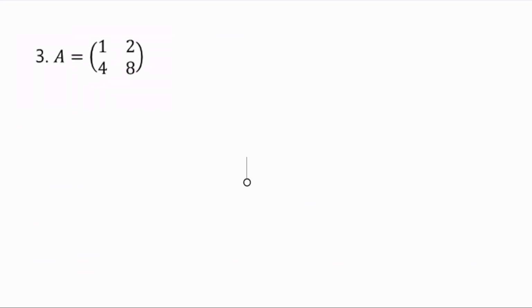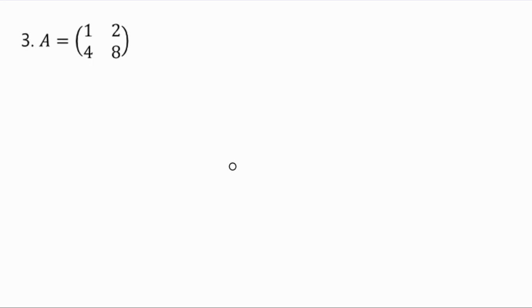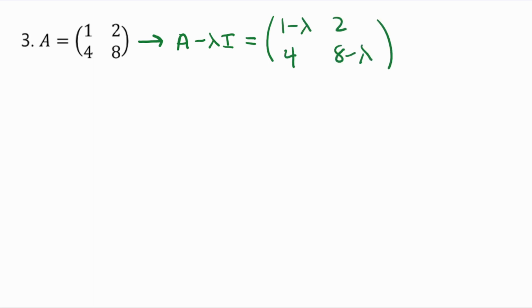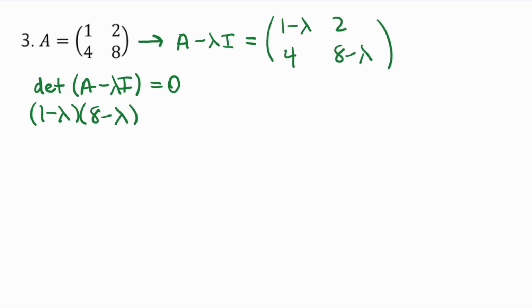All right, number 3, 1, 2, 4, 8. This one's already singular, so we're going to see that 0 is an eigenvalue of this thing. Okay, so we are going to go to A minus lambda I. It's going to be 1 minus lambda, 2, 4, and 8 minus lambda. If I want the determinant of A minus lambda I to equal 0, then that's going to be 1 minus lambda multiplied by 8 minus lambda, minus 2 times 4. That needs to equal 0.